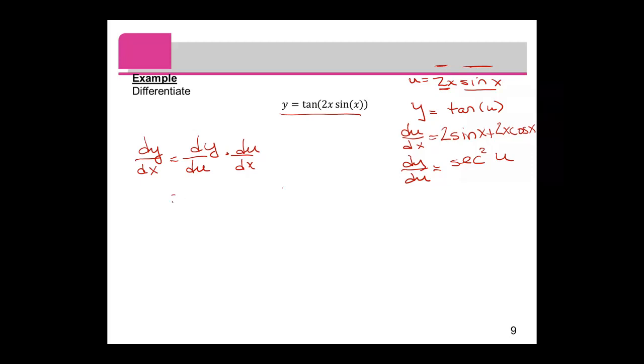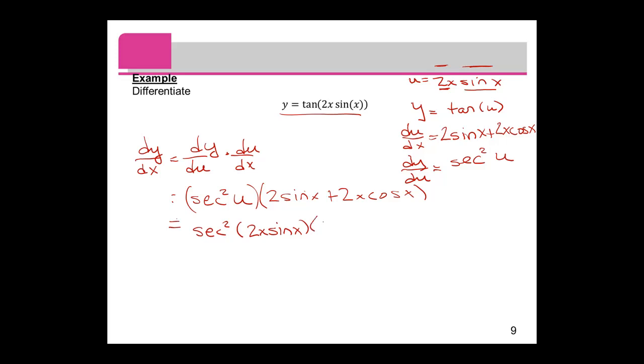So dy/du is secant squared of u. du/dx is 2 sine x plus 2x cosine x. And then I'm going to have to substitute my u. So I have secant squared of 2x sine x times 2 sine x plus 2x cosine x. And I think I'll write it like that. And I think that's clear and sufficient.